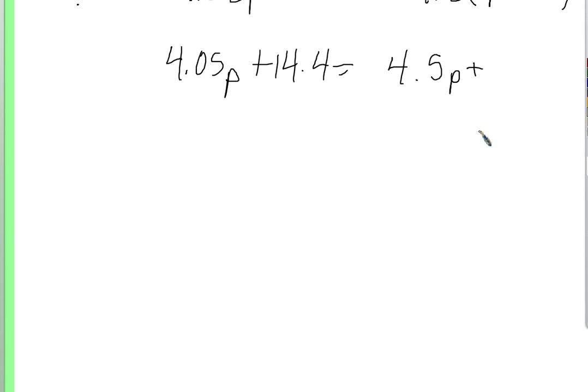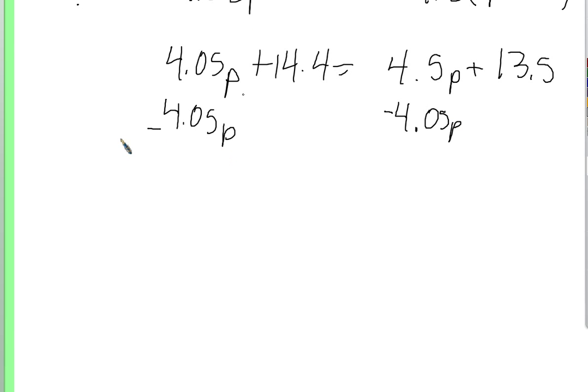Alex? You distribute 4.5. Distribute 4.5? Okay, so 4.05p plus 14.4 equals, 4.5 times p is 4.5p plus 13.5. Okay, and now what? Josie? You would subtract 4.05p from the 4.5p. What, just from the 4.5p? And from that side as well. Okay, and also from this side.